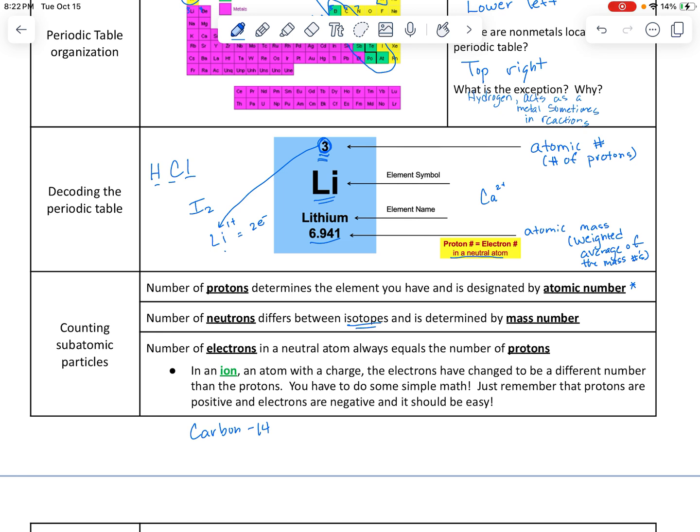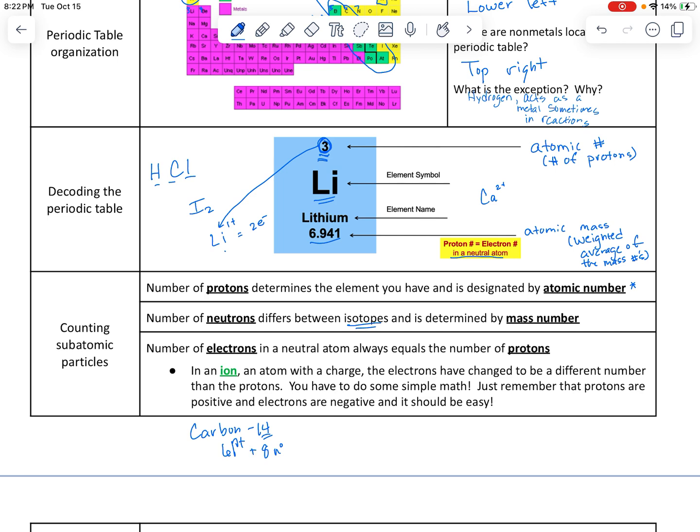Carbon-14, if we know that carbon has 6 protons, right? 14 is what's known as the mass number. And that is the exact number. That's not a decimal. That's the exact mass of this carbon isotope. So that means there are 8 neutrons in that, right?